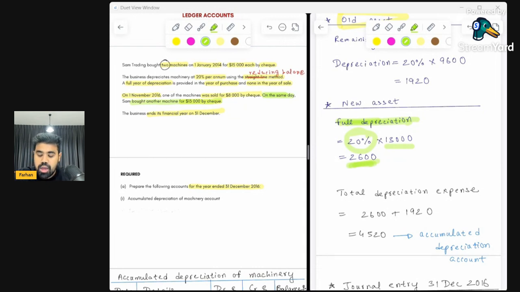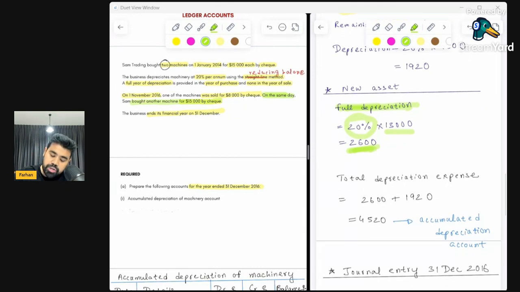Okay? Now, that's all the calculations needed so far. Now, what's the total depreciation expense in year 3, which starts on 1 Jan 2016 and ends on 31 December 2016? It is $2,600 for the new asset which we had just purchased, plus an additional $1,920 for one of the remaining old assets. Okay?